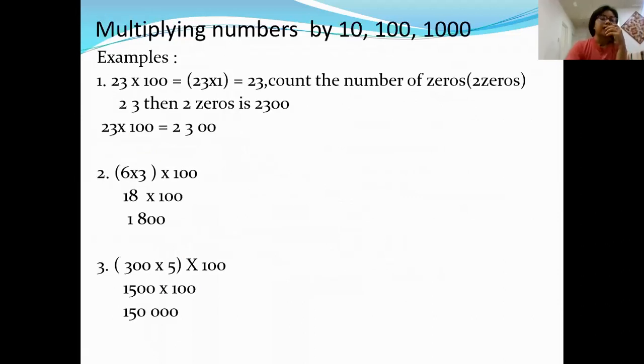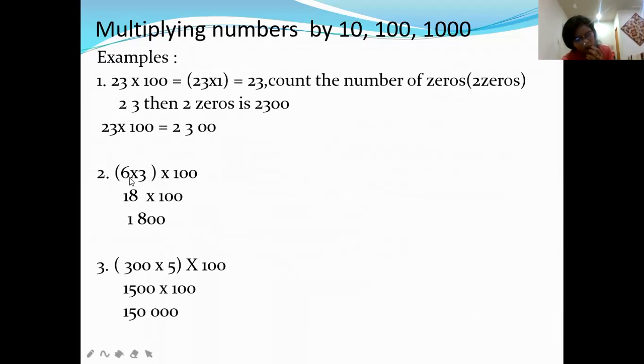Okay. Then multiplying numbers by 10, 100, or 1,000 is just easy, no? Examples. 23 times 100 equals 23 times 1 equals 23. These are the numbers, diba? Then count the number of zeros. 23 then 2 zeros is 2,300, diba? So 23 times 100 is 2,300.